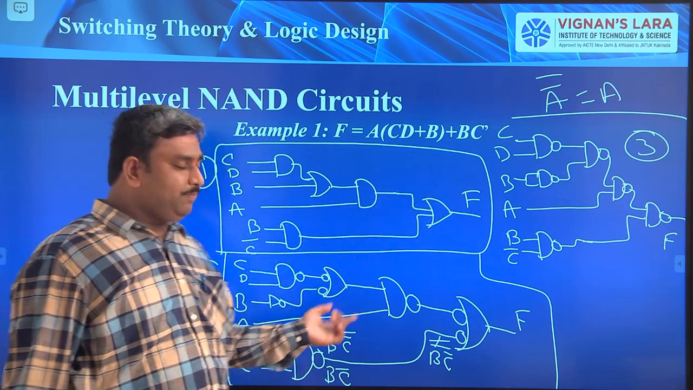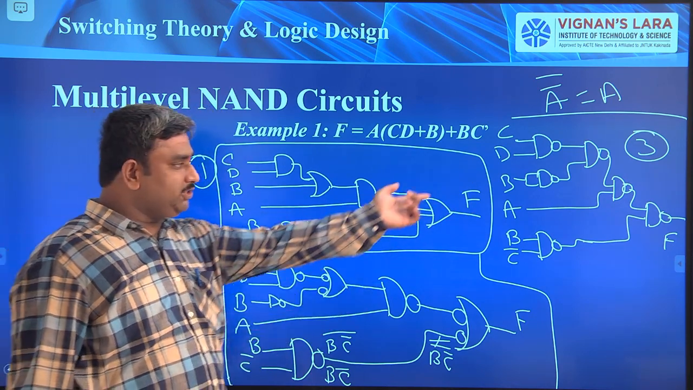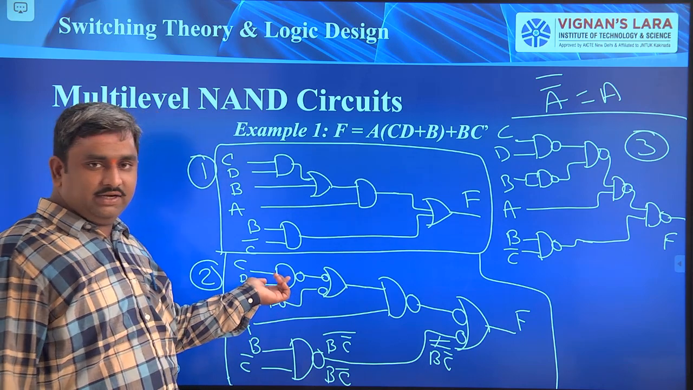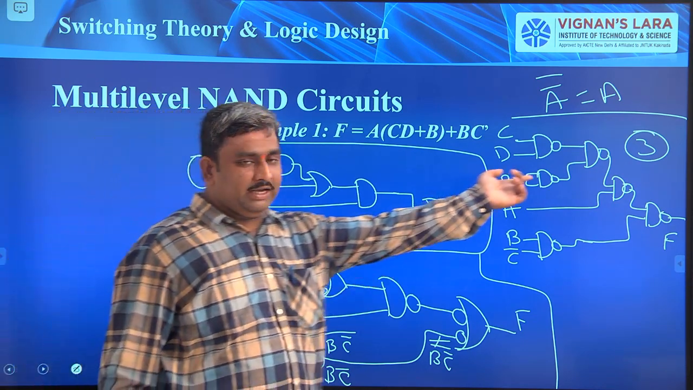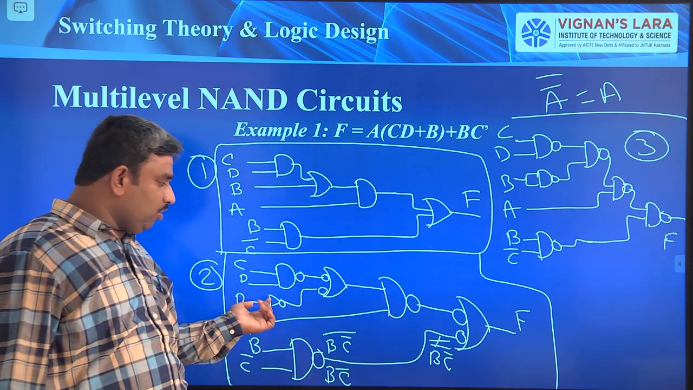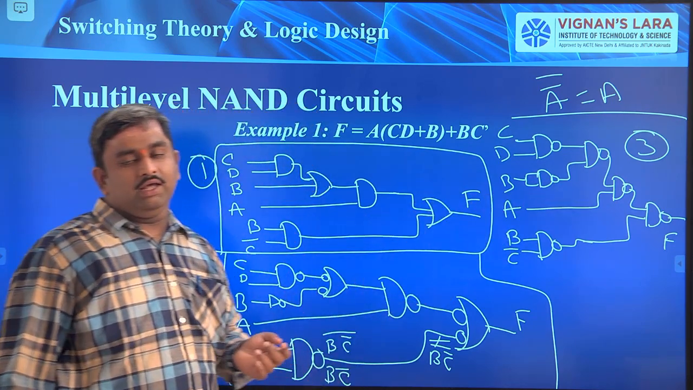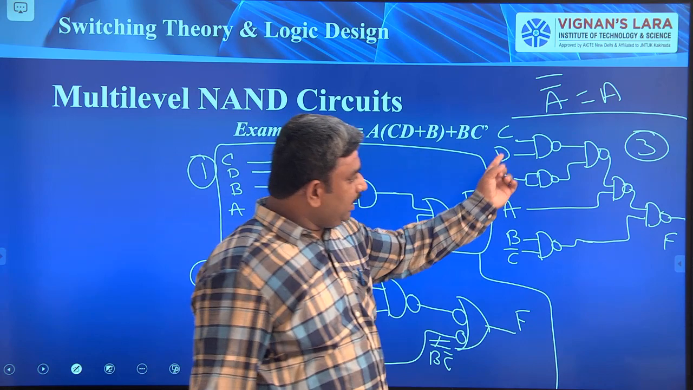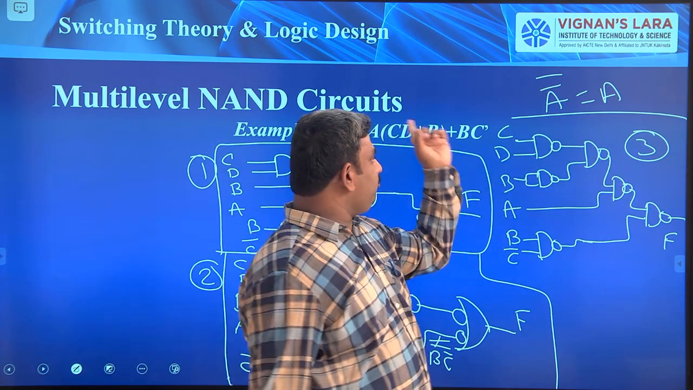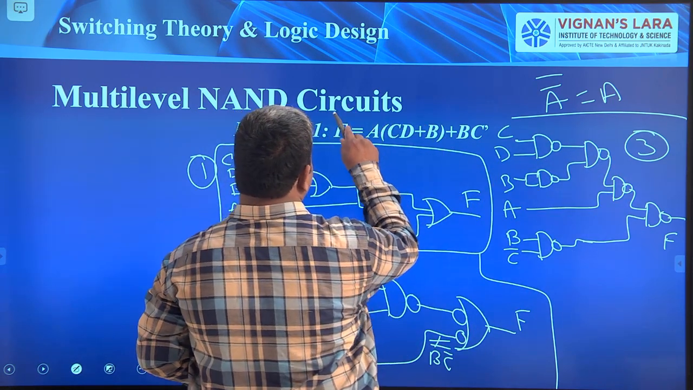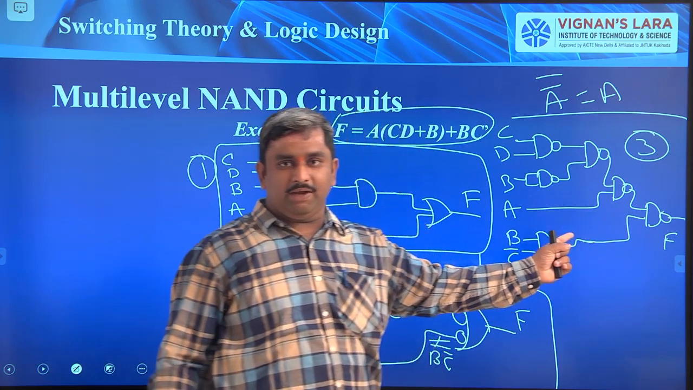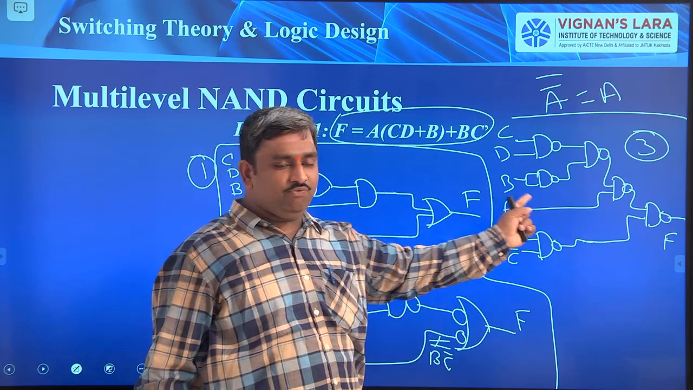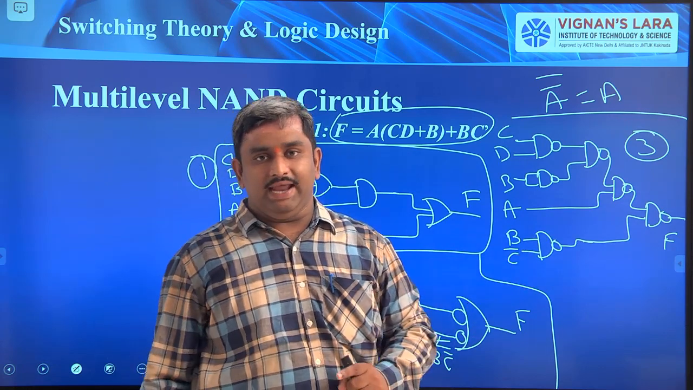In the third step, the bubbled ORs I have replaced with NAND gates. Already some of the NAND gates are available in this circuit. This bubbled OR I replaced with NAND gates, and this NOT gate also I replaced with NAND gates. So finally here is the circuit, the same function which we have seen here, the same function we implemented by using NAND gates.